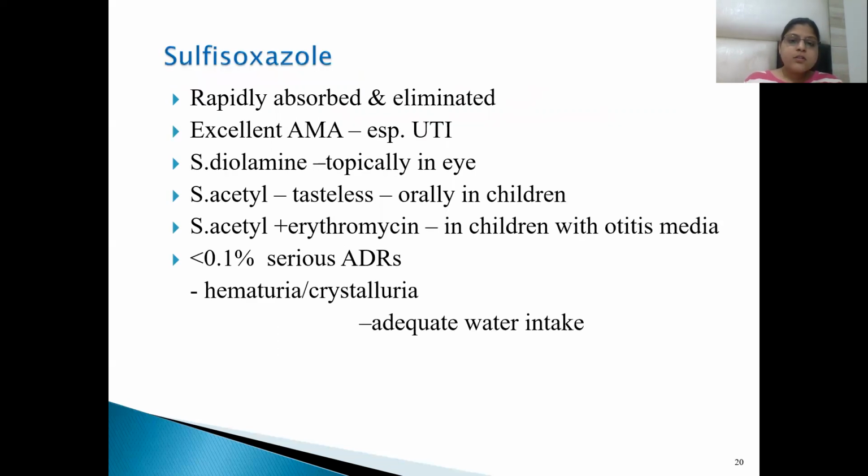Sulfisoxazole is highly soluble, so it does not cause crystalluria in the acidic urine. It is very soluble in urine, so adequate water intake is advised. It is rapidly absorbed and eliminated, with excellent antimicrobial activity, especially in UTI. Topically, it can be given, or as sulfisoxazole acetyl, which is tasteless and given orally in children. Sulfisoxazole acetyl plus erythromycin is used in children with otitis media. They cause very few severe effects like hematuria, and crystalluria is not seen because it is soluble in urine.